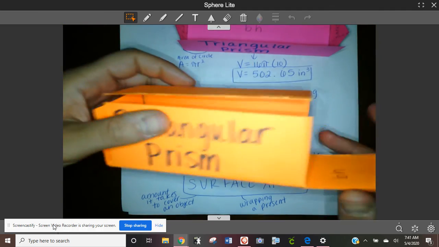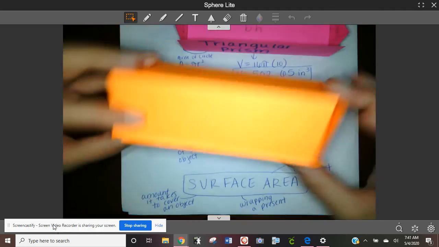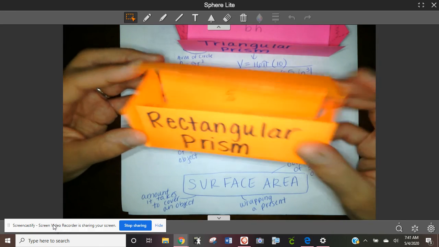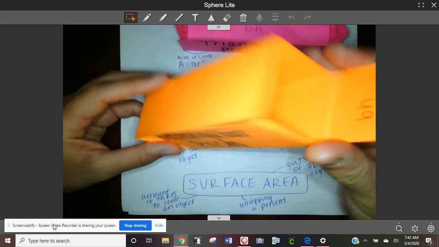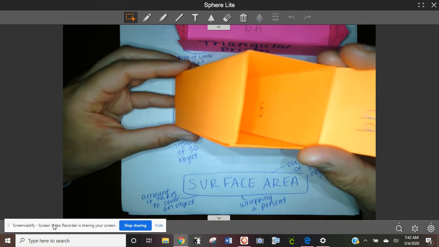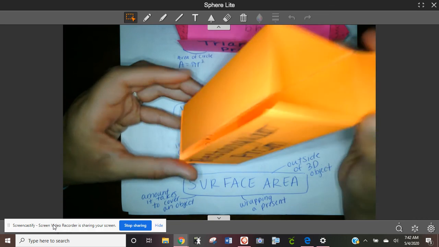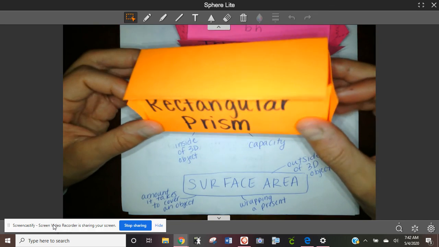And again, just one more time, the amount of paper it takes to create this three-dimensional object, that would be the surface area. Filling this with water, if I glued these first. Filling this with water, filling it with candy, whatever you want to think, that would be the volume.